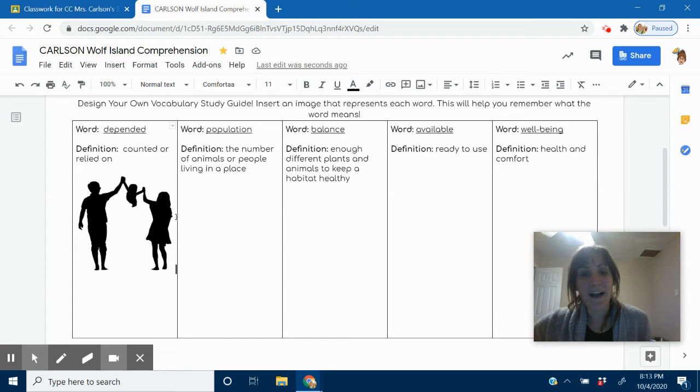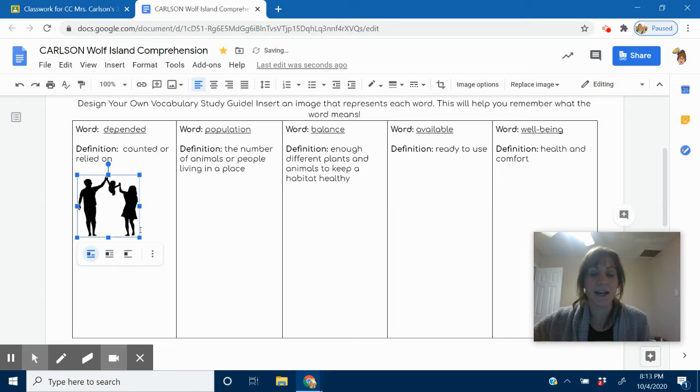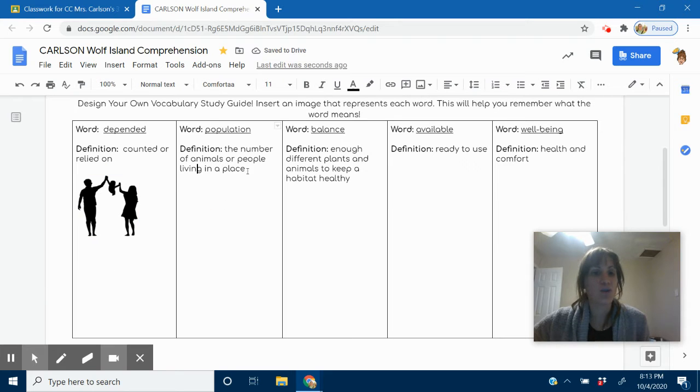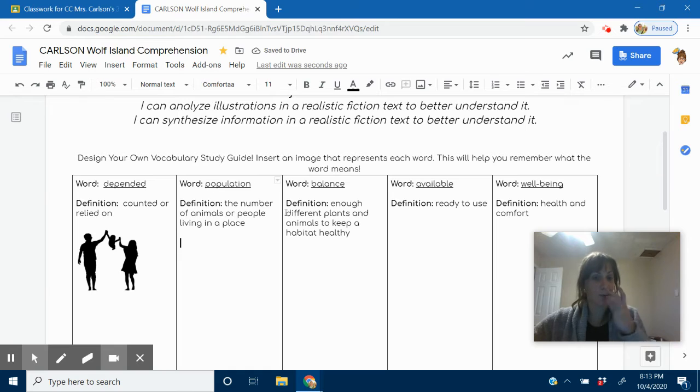Okay. And you might have to resize your picture if it comes in too big, you can make it smaller. And it's okay if it kind of messes up the formatting of this worksheet. It's all right. Don't worry about it. I understand that it's hard to do.